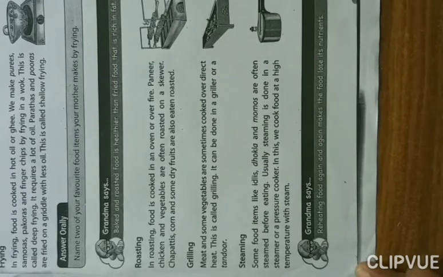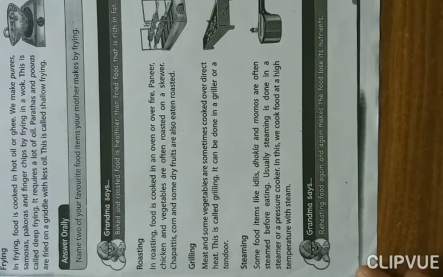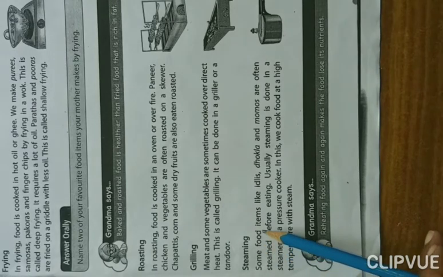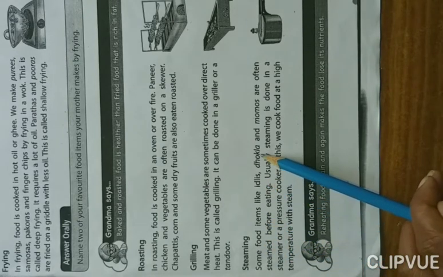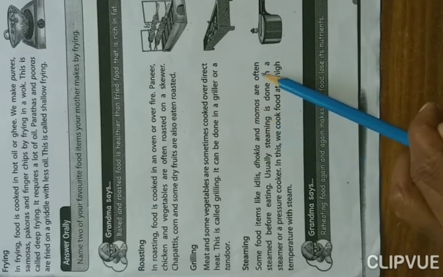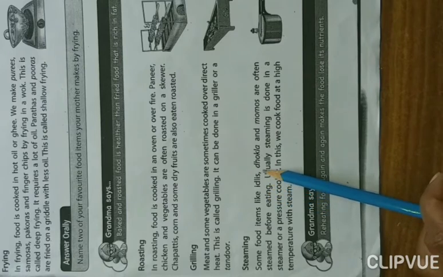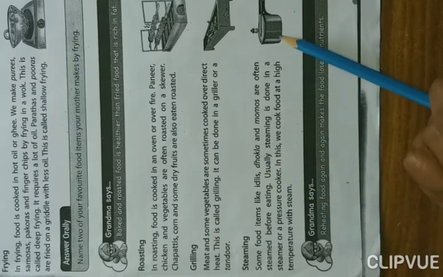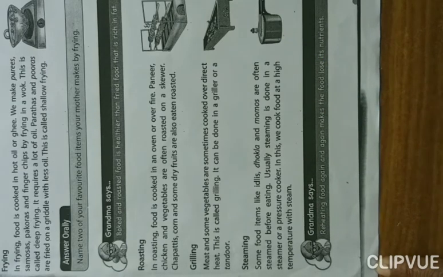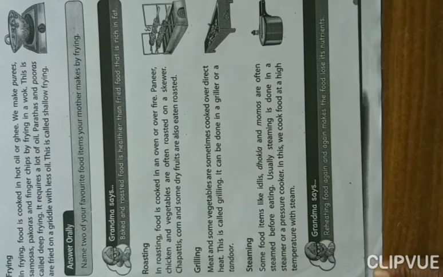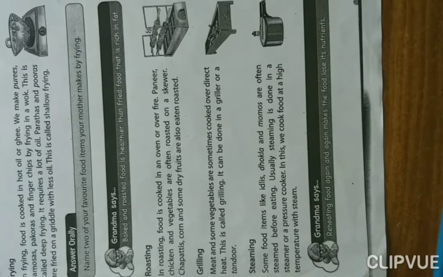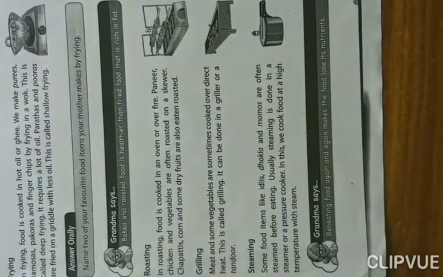Now steaming. You may have observed a pressure cooker while mummy makes sabji and rice. That is called steaming. So what are we making? Idlis, dhokla and momos are often steamed before eating. We use a pressure cooker, but we can also make rice by steaming or in a pressure cooker. So these are the methods of cooking. Look at this picture very carefully, so you may understand the methods of cooking.